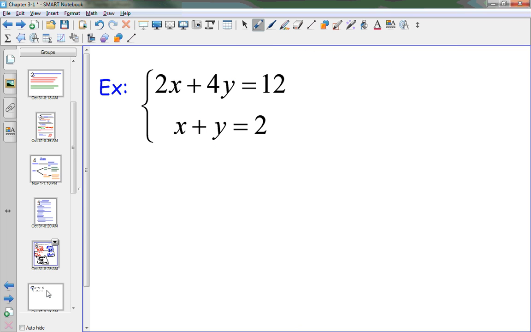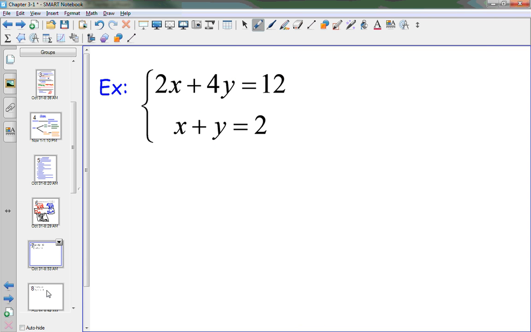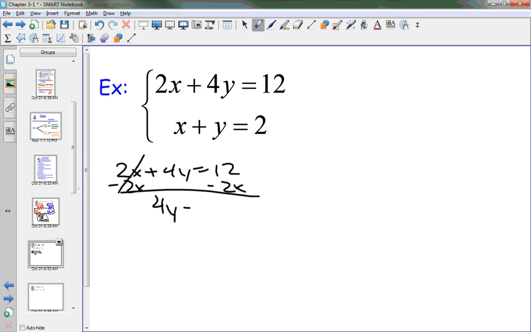Let's do this again. So what do I do, folks? I'm going to take the first equation, which is going to be 2x plus 4y is equal to 12. I'm going to solve that for y, so what do I do? Subtract 2x. 4y is equal to -2x plus 12. Now what? Divide each term by 4. Y is equal to -1/2 x plus 3.